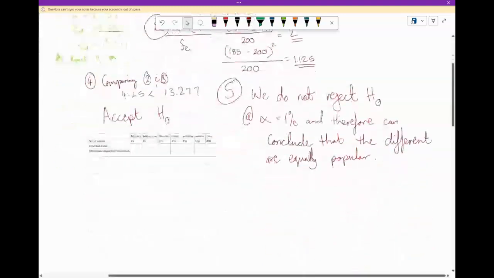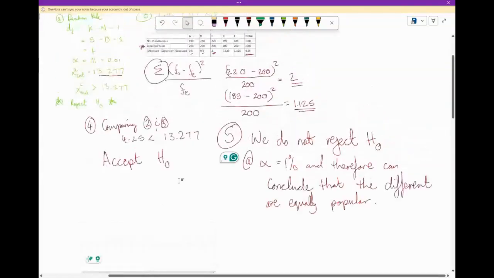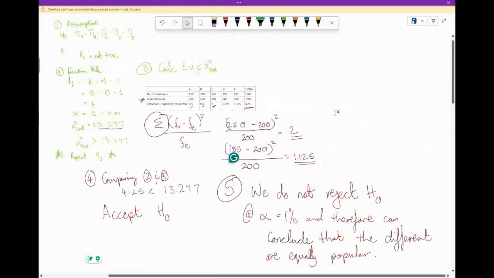Okay. So that is 5.1. Do you want to take a picture before I erase? Okay, at least this is now all in the same space.